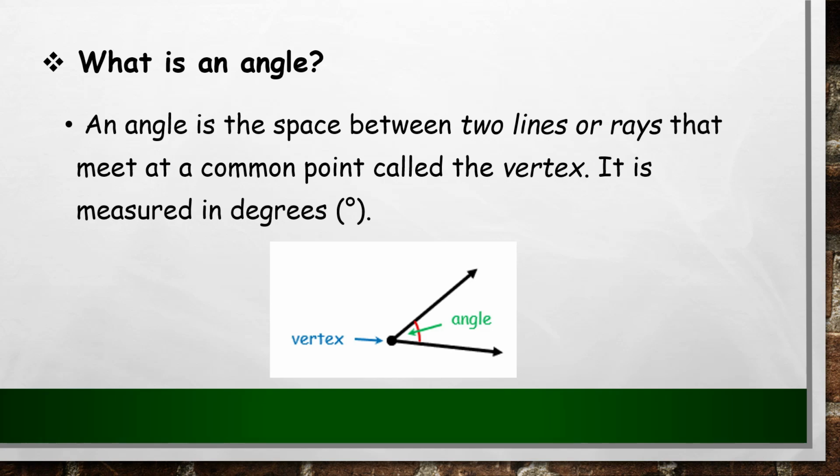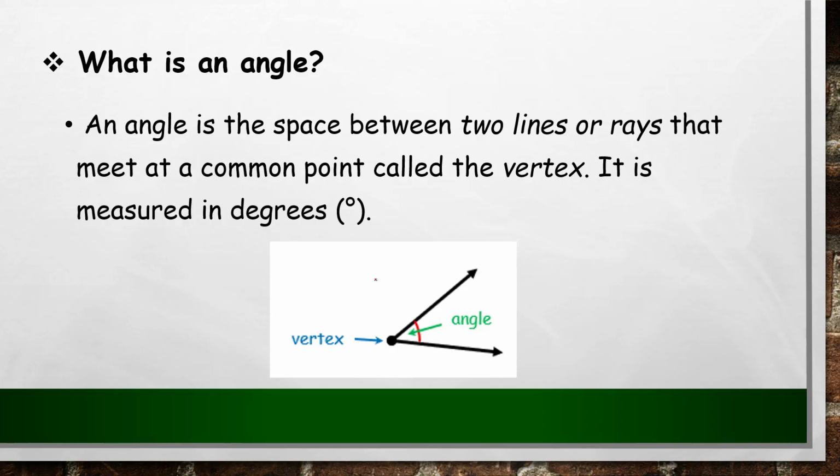Hi everyone. Today's lesson is all about angles and angle relationships. Let's start first with the definition of an angle. So an angle is a space between two lines or rays that meet at a common point called the vertex. It is measured in degrees.